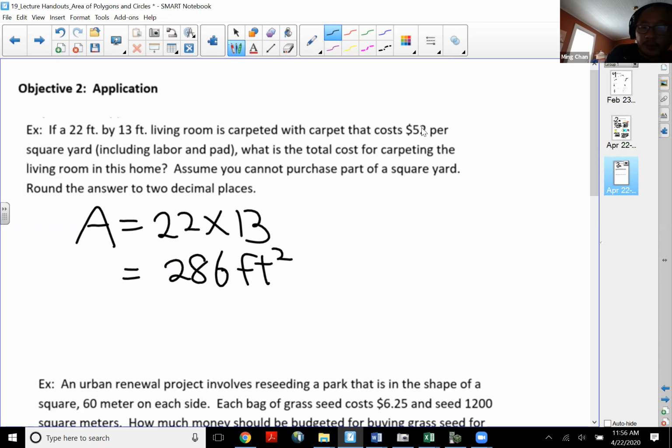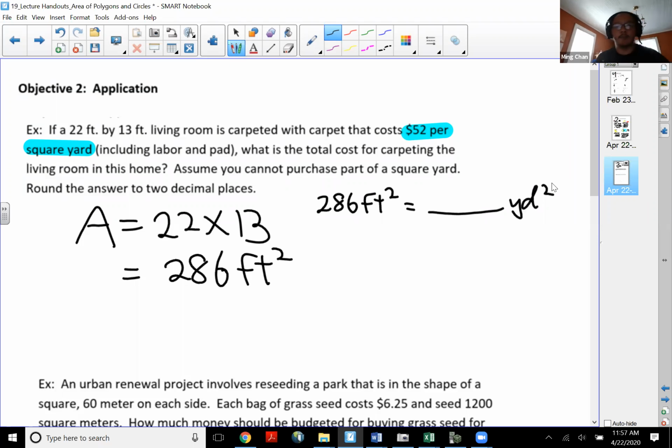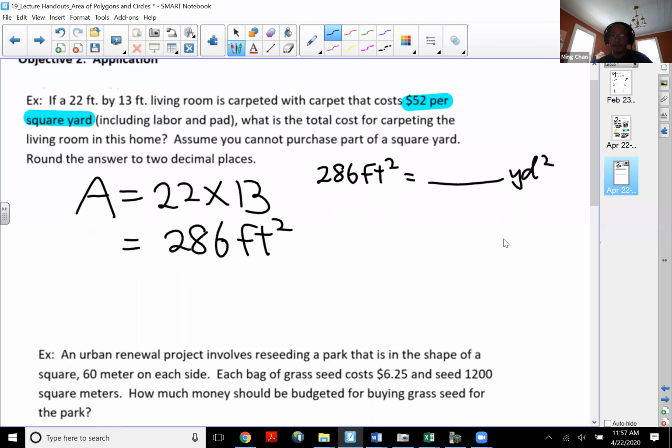But when you go to the store, they are selling it to you by the square yard. So that means we will need to convert 286 square feet into so many square yards before I can actually figure it out. Because they're selling by the square yard, and I measure in square feet, so I have to convert. All right, we know square foot is small, square yard is large. So going from small to large, we will divide. And what's the number we divide by?